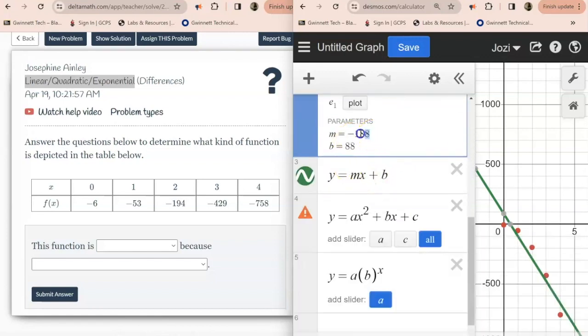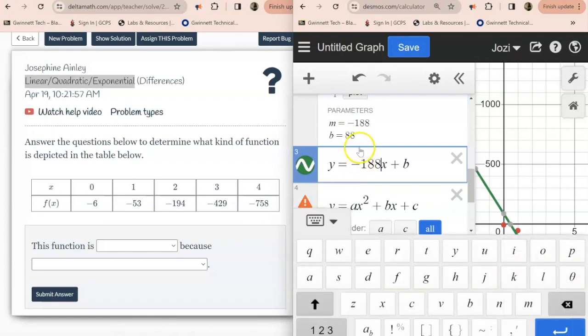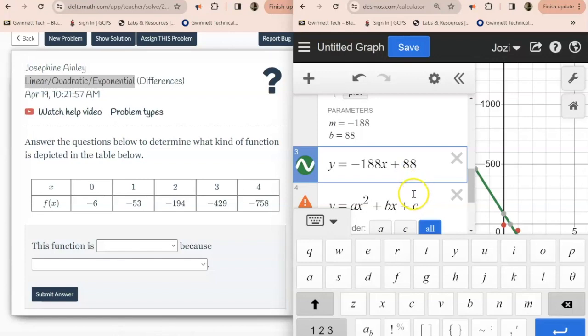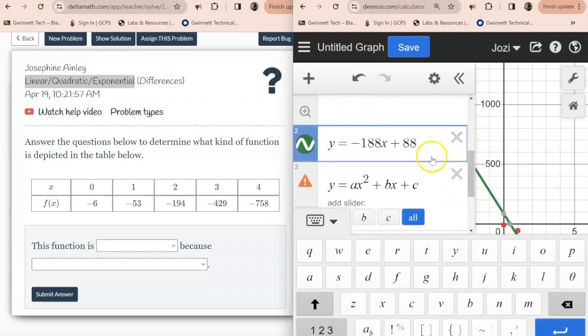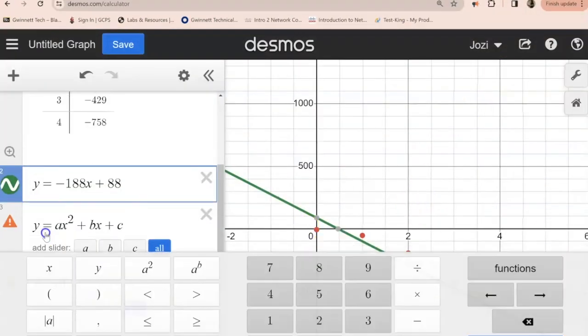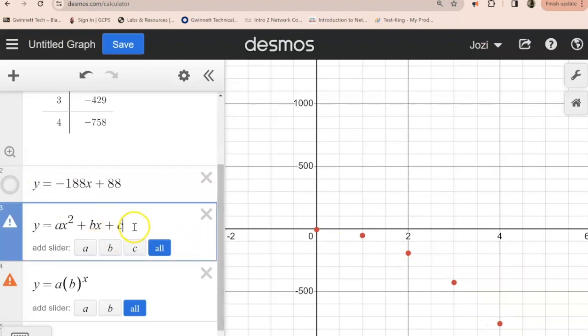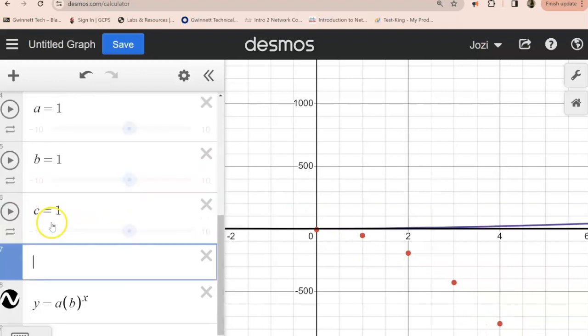So that's what you get. m is equal to negative 188, so where I see m, I'm going to put negative 188. And b is equal to 88, so where I see b, I'm going to put that. I'm going to delete the extra things I have. So the green line is linear. Does the green line go through? It has to go through every single dot. So it's not line of best fit. It has to go through every dot. It doesn't go through every dot, so that's not it. Now I'm going to try the quadratic one.